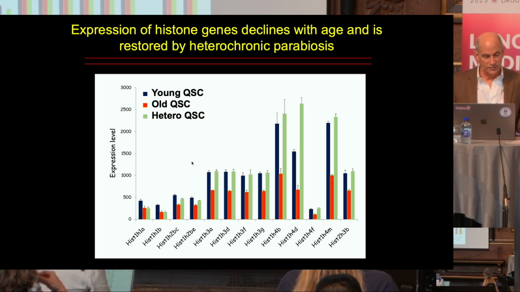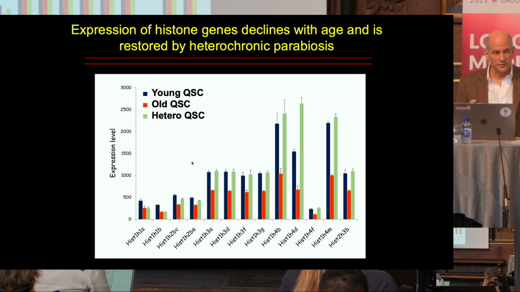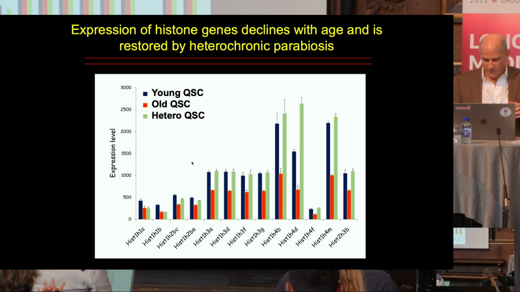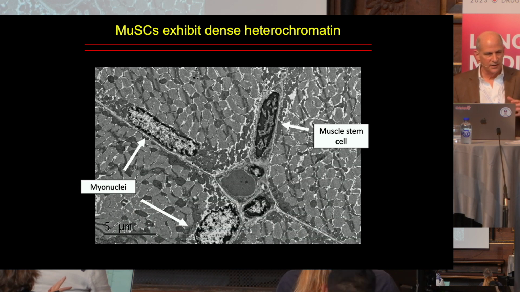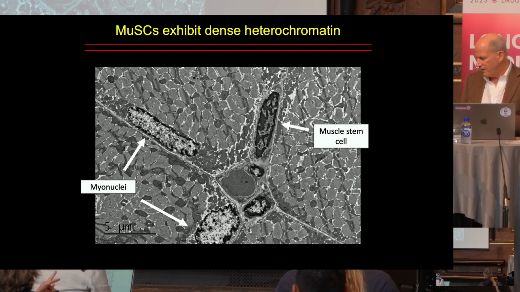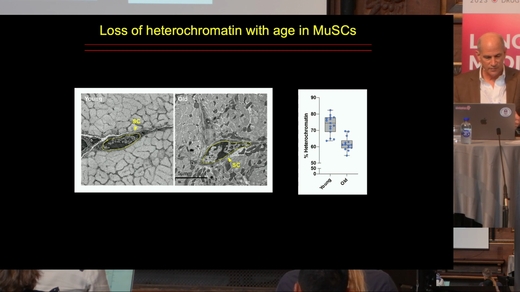So we went back and looked at this using the parabiotic technique, and indeed, as we saw with function, heterochronic parabiosis not only restored the youthful function to these cells, but it restored youthful levels of histone expression. Okay, so we were really thinking about kind of chromatin more broadly through histones and nucleosomes, and again, we'd come back to this idea that these muscle stem cells, one is shown here, are densely heterochromatic. And that's compared to, say, these are nuclei inside the muscle fiber, very, very active. They're very euchromatic. So we started to ask, are there changes actually at the level of heterochromatin in these cells over time? And indeed, that's exactly what we're seeing now.